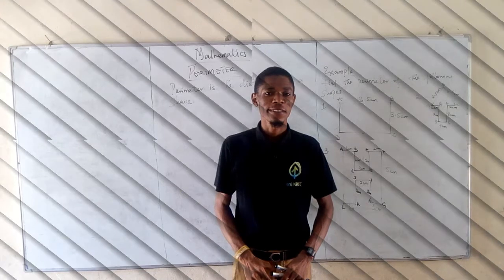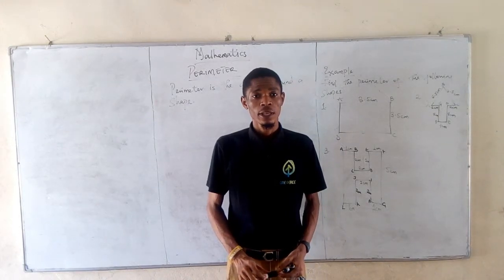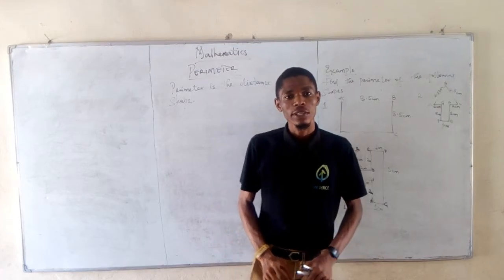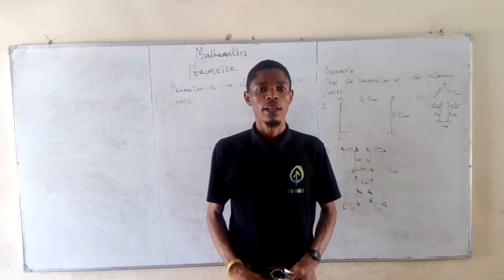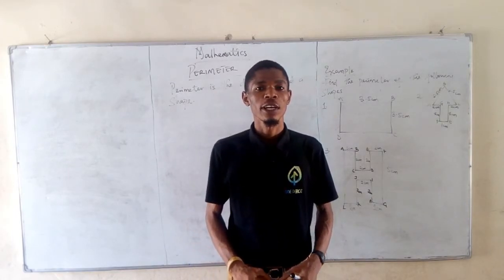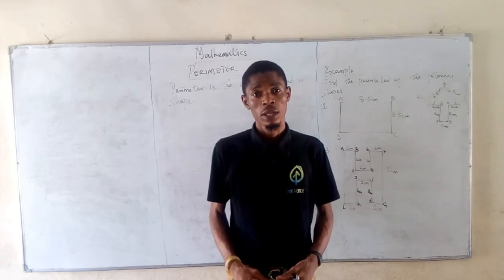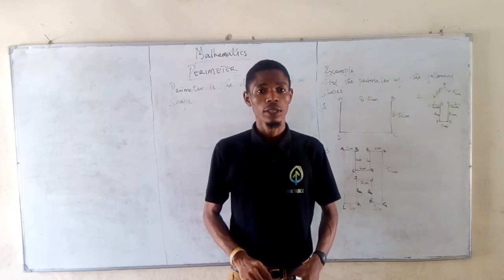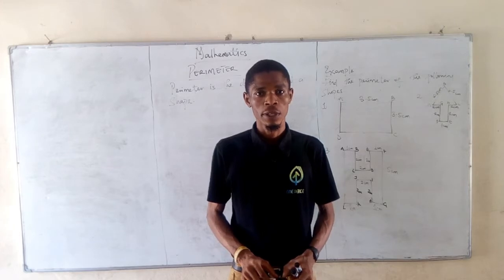Beautiful to have you join us today in another series in our mathematics lessons. Today I'll be treating a very interesting and simple topic, perimeter. Probably you should have done perimeter in primary 2, 3, and 4. But here we'll be going into details on perimeter of various shapes, either regular or irregular shapes.